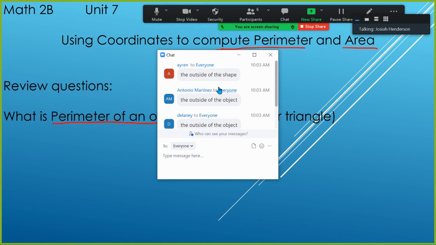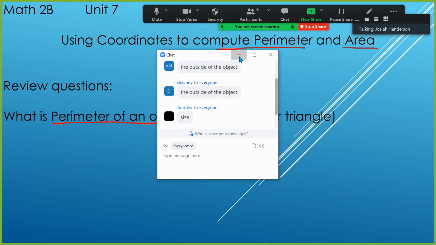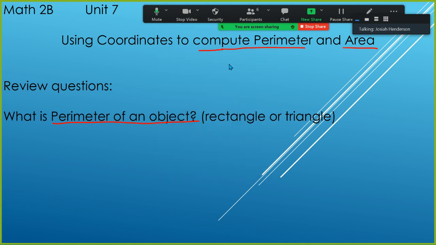Okay, good. Nice. So I see three people, and three people referenced the outside of the object. I appreciate that. And then also someone said the size, and then someone said the shape. The perimeter is describing the distance around the object. So if we want to know perimeter of a rectangle or of a triangle, we would need to know how long are the sides, basically. So if we know those sides, we can figure out the perimeter.